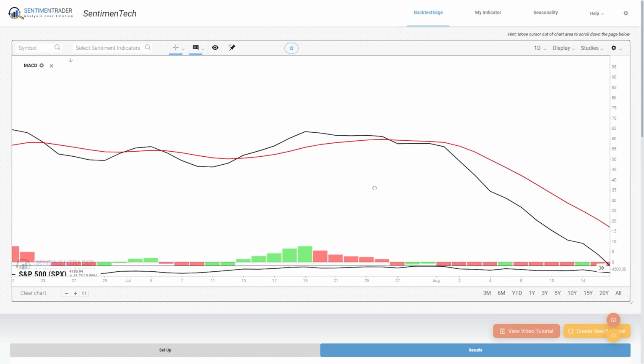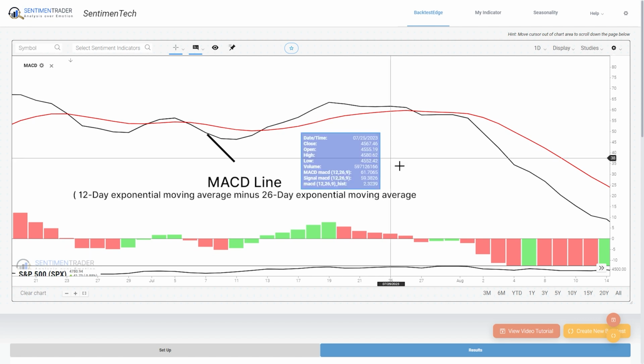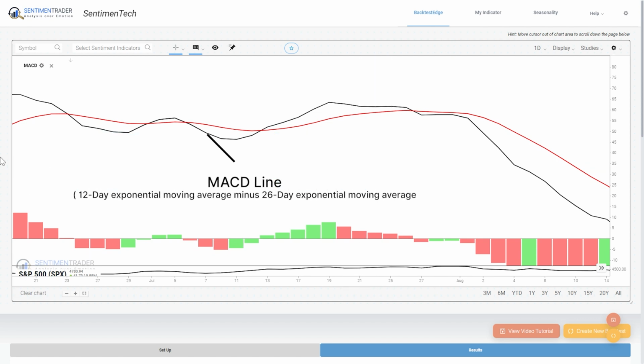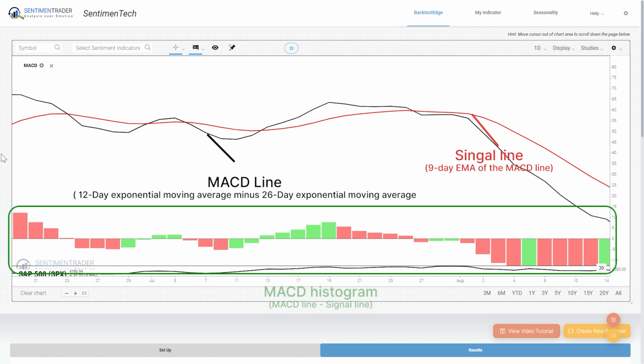It has three components. 1. The MACD line is the difference between the 12-day and the 26-day exponential moving averages of the market. 2. The signal line is the 9-day EMA of the MACD line. 3. The MACD histogram is the MACD line minus the signal line.